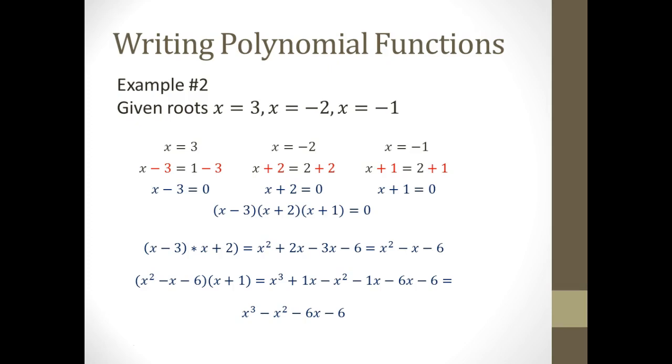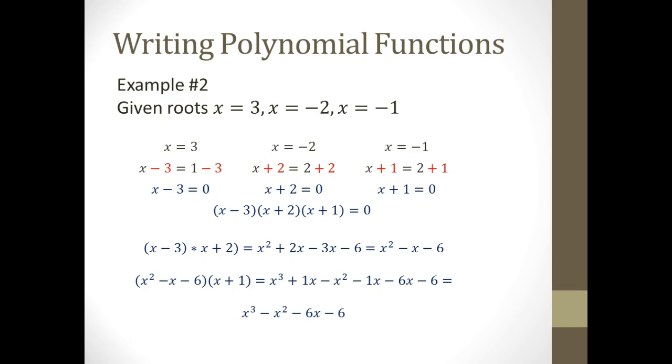And I'm going to end up there, after I FOIL those 2 things together, with x squared minus x minus 6. Okay, now that I have that factor, x squared minus x minus 6, which is my first 2 factors combined, I'm going to take that and multiply it by the last factor. Now, I'm going to use FOIL again.